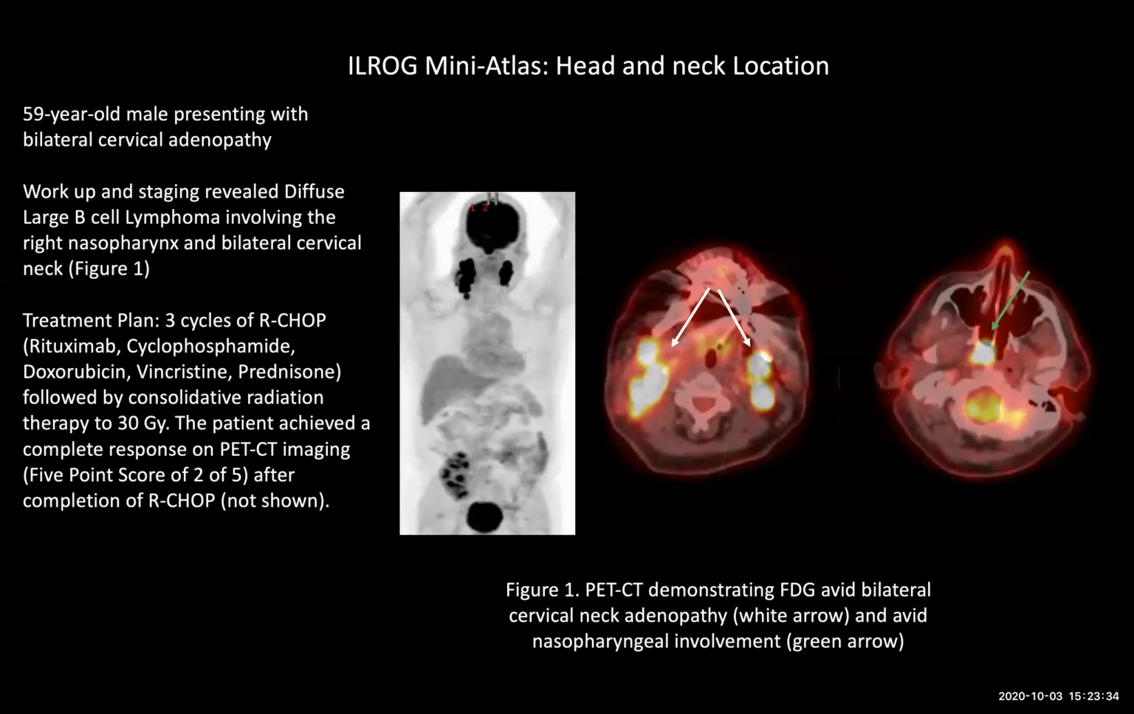I'm here presenting a diffuse large B-cell lymphoma in the head and neck and how to manage it. This is a 59-year-old male presenting with nasopharyngeal diffuse large B-cell lymphoma with bilateral cervical lymphadenopathies. The patient is to receive 3 cycles of R-CHOP, to be followed with consolidation radiation therapy.